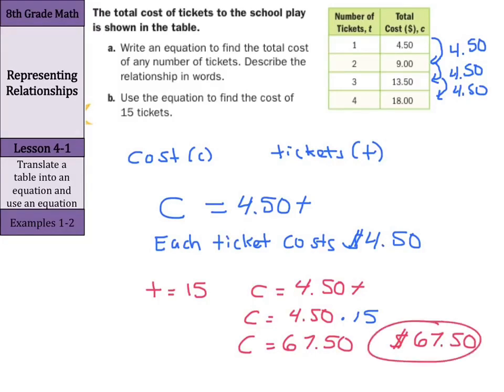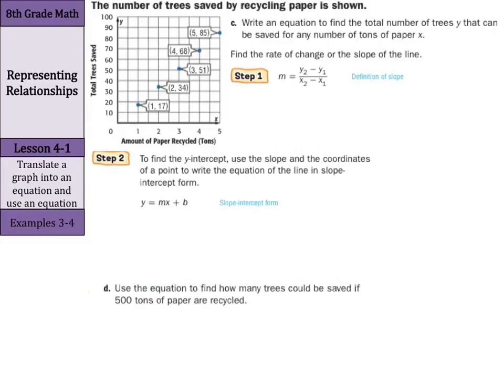So we can look at our table, look for our increase, create an equation, and then use that equation to find the cost of any number of tickets. It's really pretty neat. Now we can go from a table and come up with an equation and a solution, and now we can use a graph to do the same thing.